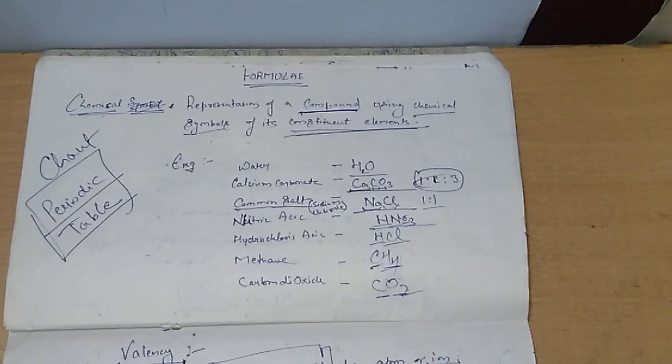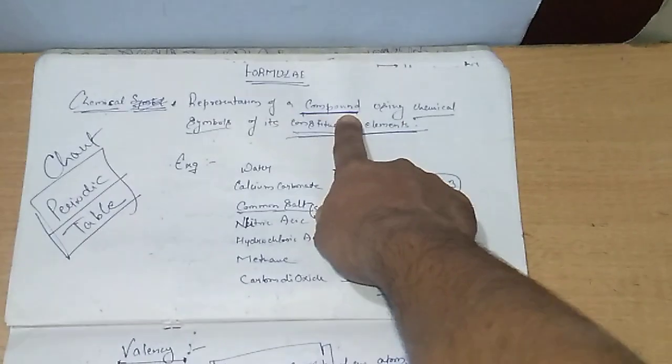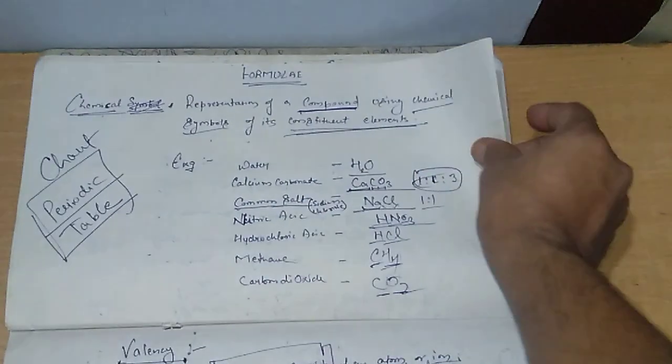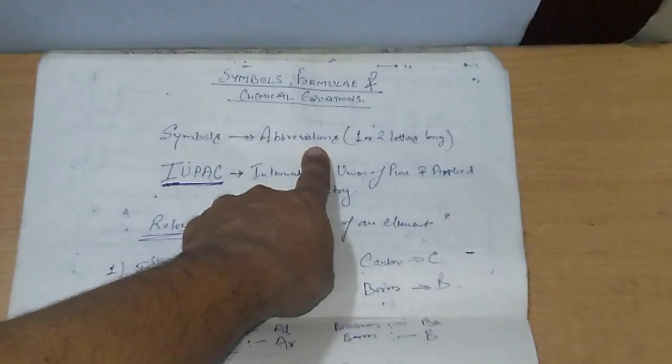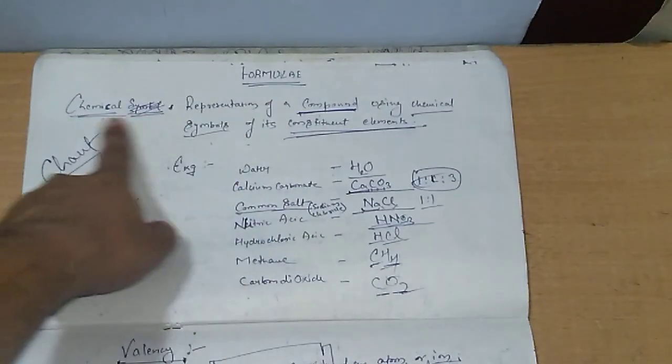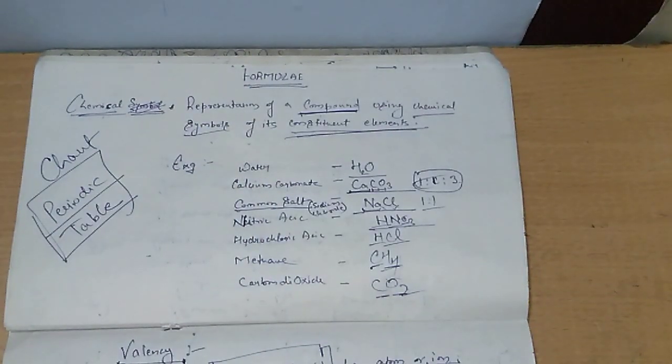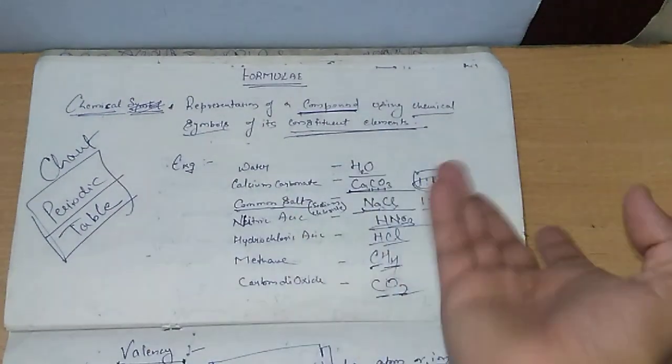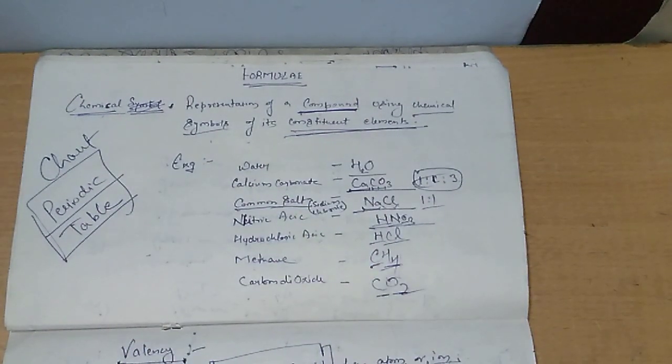But if we talk about water, water is H2O. It is a combination of two elements, it is a compound. So we need to represent water as a formula, not as a symbol. So what is this formula? It is basically a representation of a compound. Symbols are the representation of elements, whereas formulas are the chemical representation of compounds. And this compound consists of its constituent elements.